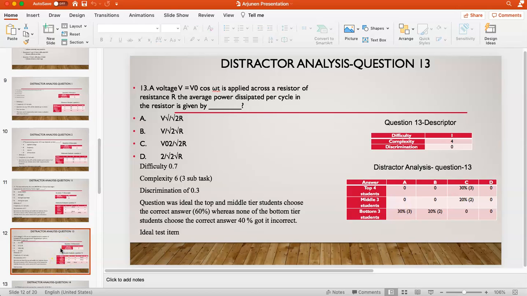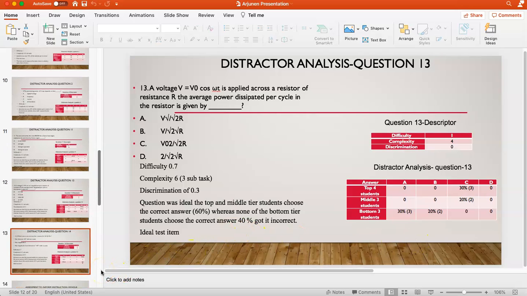Question 13. The difficulty was 1, the complexity was 4, discrimination was 0. In this case here, the complexity level was 6, discrimination was 0.3. Question was ideal. The top and the middle tier students chose the correct answer, 60%, whereas none of the bottom tier students chose the correct answer, 40% got it incorrect. This was an ideal test item. Distractors were effective because we see that the students chose the distractors rather than the correct answer.